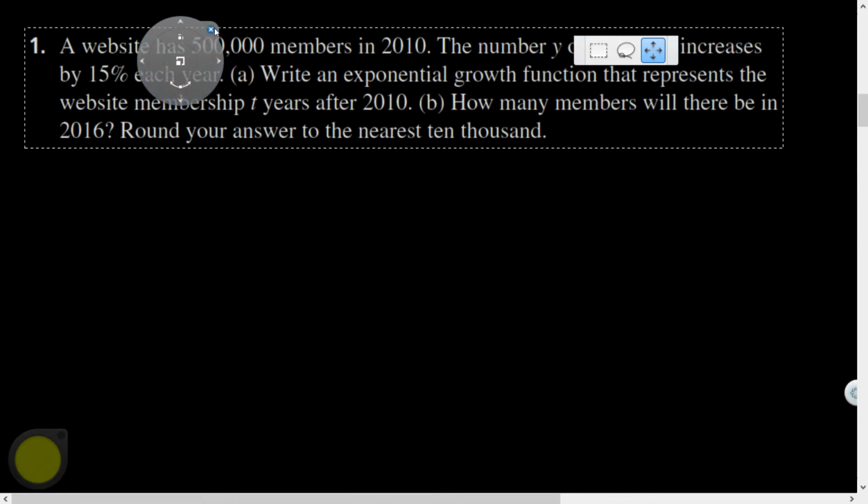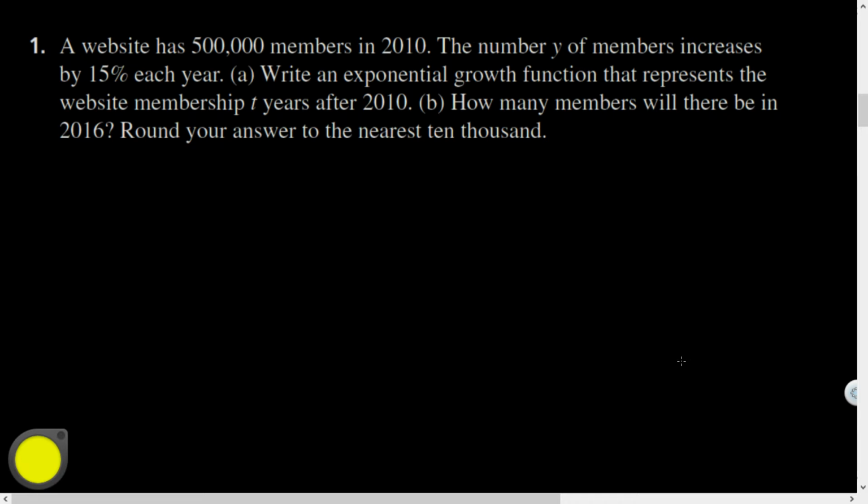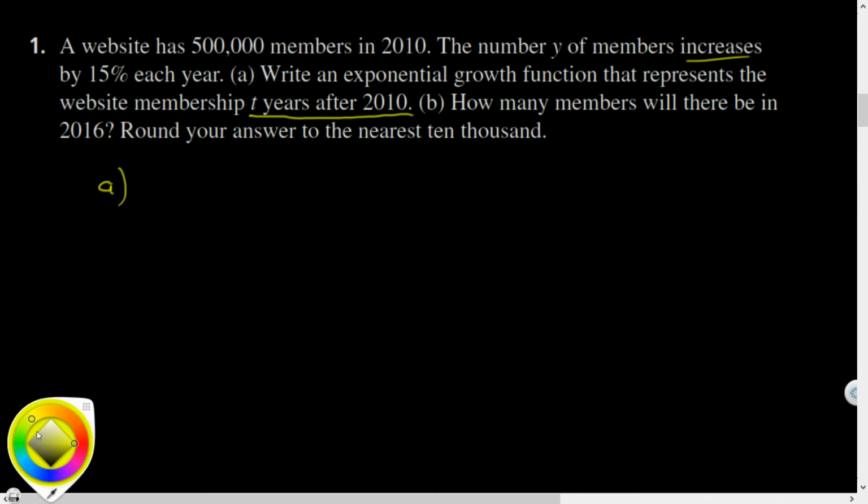All right, here's example 1. A website has 500,000 members in 2010. The number Y of members increases, so that sounds like growth, by 15% each year. Write an exponential growth model. We'll just do part A of this for right now. Each year, and let's let T equal years after 2010. That means when T equals 0, it's 2010. All right, you got that? So starting population is 500,000, so that's what the A is equal to.